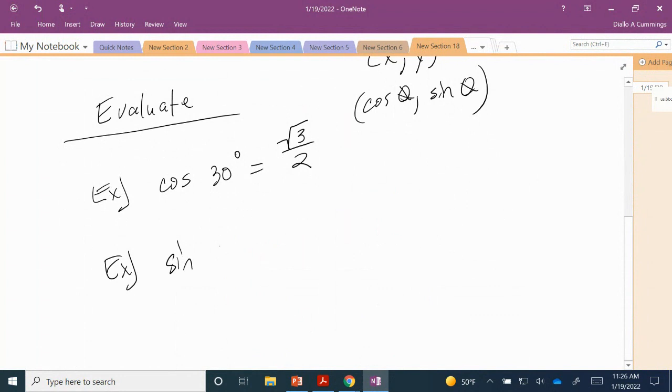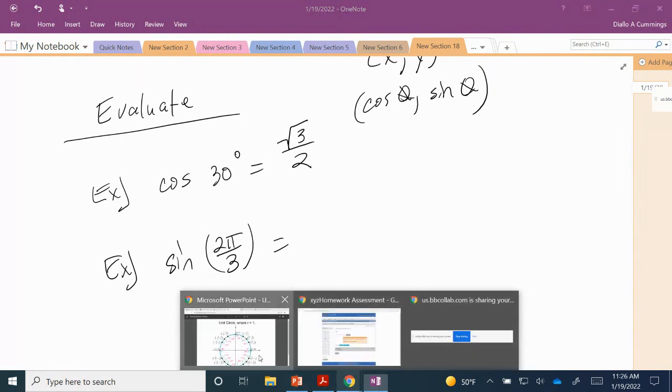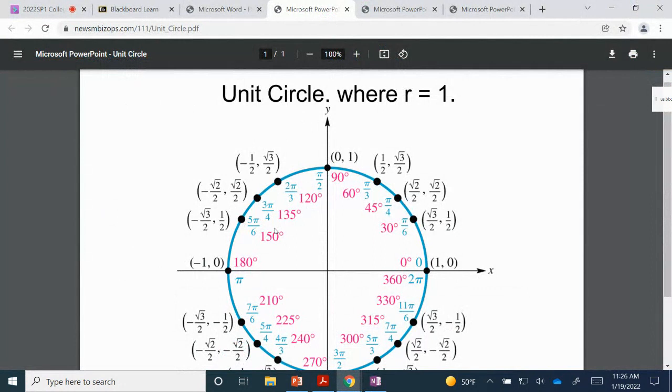Let's say we wanted to find the sine of 2 pi over 3. In order to find it, I would find 2 pi over 3 in my unit circle. Since I'm finding the sine, I would look at the y coordinate. 2 pi over 3 is 120 degrees. I want to find the sine, which would be the y coordinate. So the sine of 2 pi over 3, again, is square root of 3 over 2.